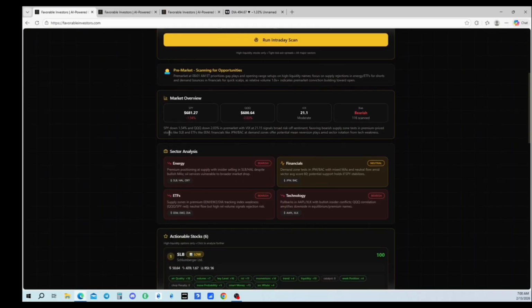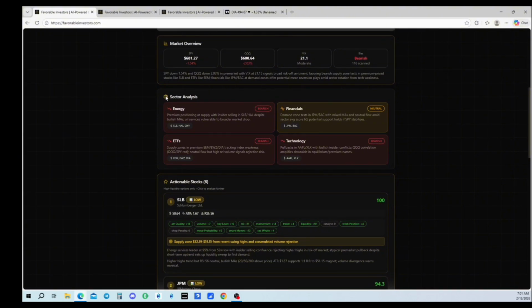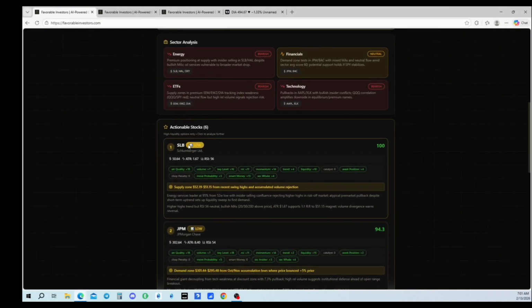All those types of things that it takes into consideration that a lot of traders don't account for. So now, as we look down, you can see all the different data it is doing. Market overview: it gives you a full overview of SPY and QQQ, the VIX. It gives you a full sector analysis, how each and every sector is performing right now. And because this was a pre-market scan, this was yesterday's move and pre-market, so it takes into consideration all the different sectors and how they performed.